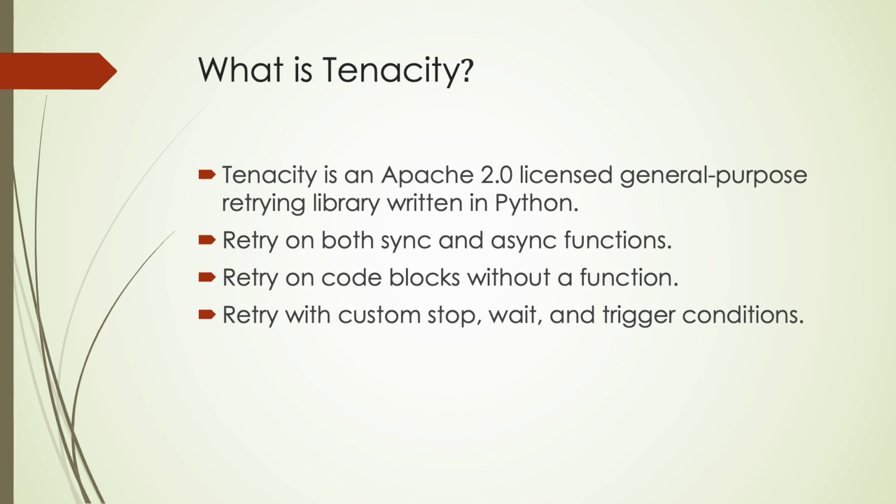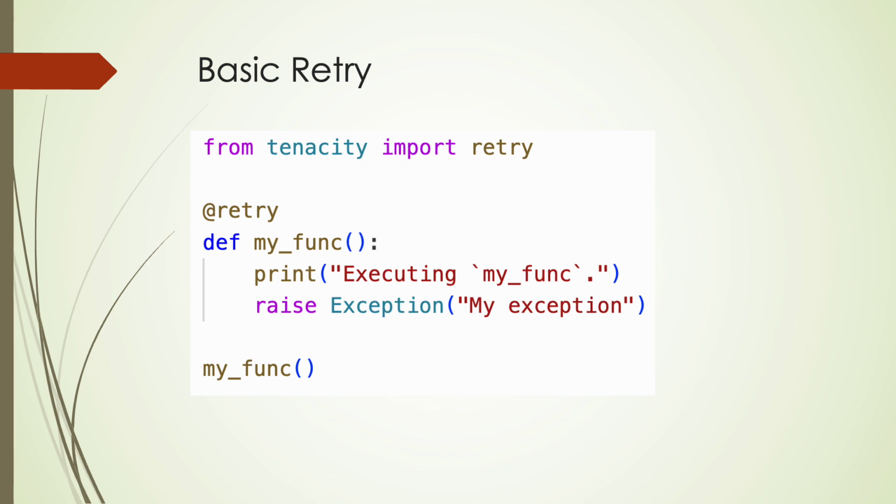Tenacity is an Apache 2.0 licensed general-purpose retrying library written in Python. It can retry on both sync and async functions. It can even retry on code blocks without a function. Finally, Tenacity has very flexible settings, and we can retry functions with custom stop, wait, and trigger conditions. To use Tenacity in your project, you need to install it as a dependency with pip, UV, or any dependency management tools. First, let's check the basic retry functionality of Tenacity.